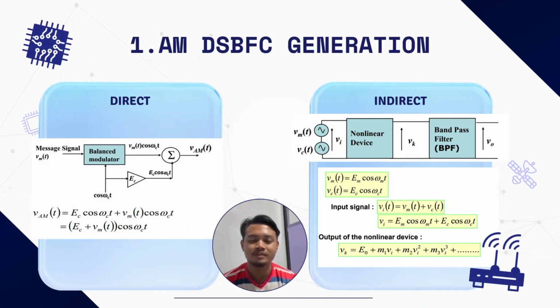For AM double sideband full carrier, there are two ways to generate the signal. The first way is direct generation, and the second way is indirect generation. For direct generation, it uses a straightforward modulating circuit that varies the carrier amplitude according to the message. Indirect generation usually involves producing double sideband suppressed carrier first, and then adding the carrier back later. This method is commonly used in standard AM broadcasting.